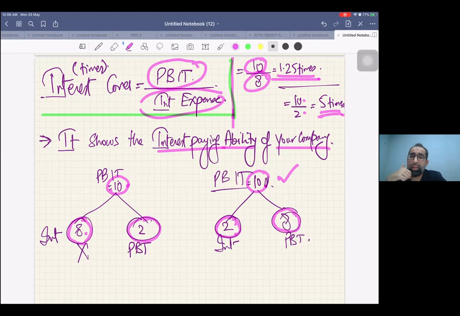So whenever you are a bank manager and you are giving a loan to somebody, it's better you give it to that client which has higher interest cover. So for interest cover, higher is better. Let me write.